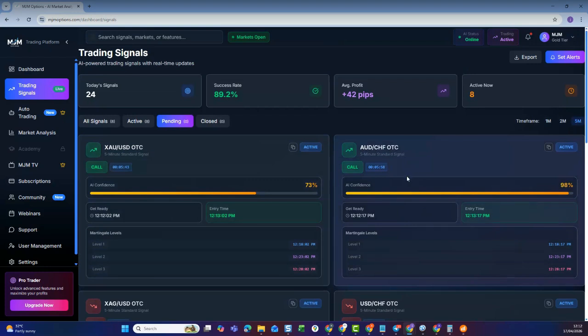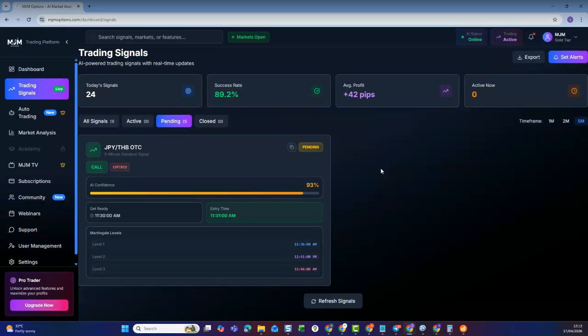I'm looking for two things. First thing I'm looking for is AI confidence. AI confidence must be 90 to 99. That's what you need to see. Now, the next thing you're also looking for is a time. Since I've selected 5 minute standard signal here, the countdown timer must be above 5 minutes.